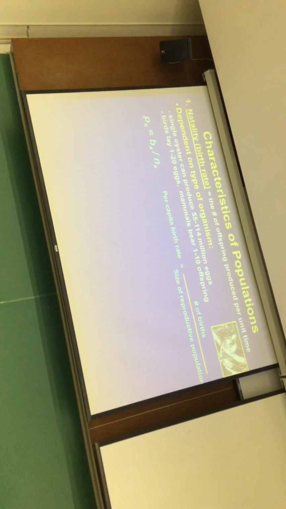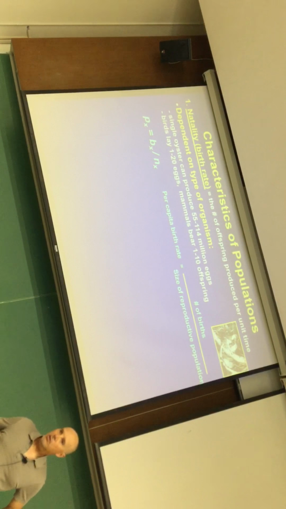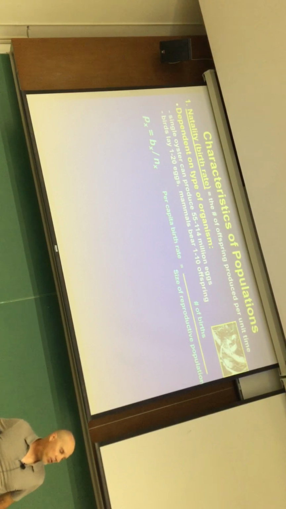So in this case, how do you measure natality? Well, natality is this simple equation. P sub x is a function of B sub x divided by N sub x. Well, what does that mean? This is just a symbolic representation of per capita birth rate is a function of the number of births, but here's the most important part, over the size of the reproductive population. Notice it's not the total population. So for instance, if we were to do this for human beings, would it be 8 billion people? No. Nope. It's going to be far fewer than that.